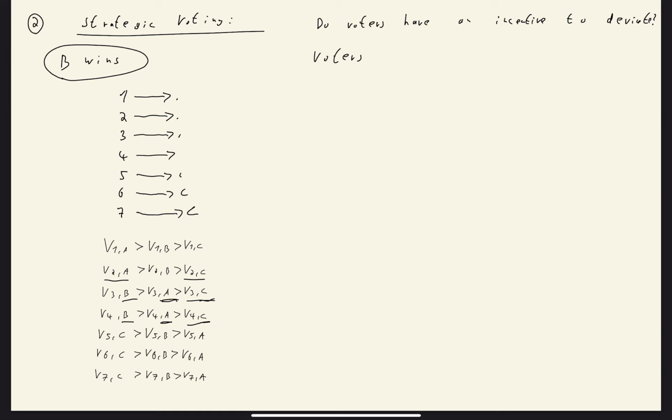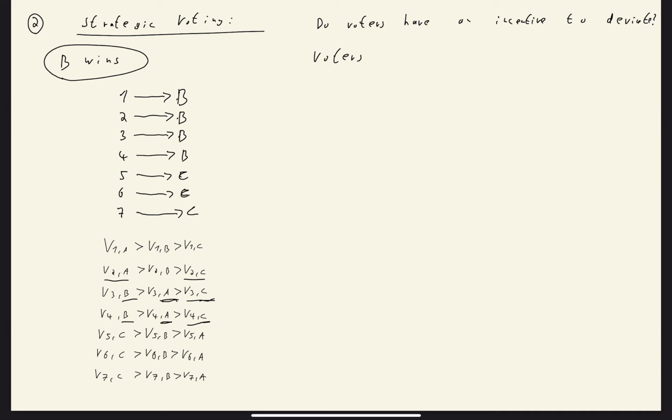Okay, so in what kind of situation would we have the situation that B would win and nobody has an incentive to deviate? It would refer to a situation where 1 would vote for B, 2 would vote for B, 3 would vote for B, 4 would vote for B, and again 5, 6, and 7, all of them are voting for C. The only thing that I changed now is that I simply switched the voting behavior of the first voters from voting for A to voting for B.